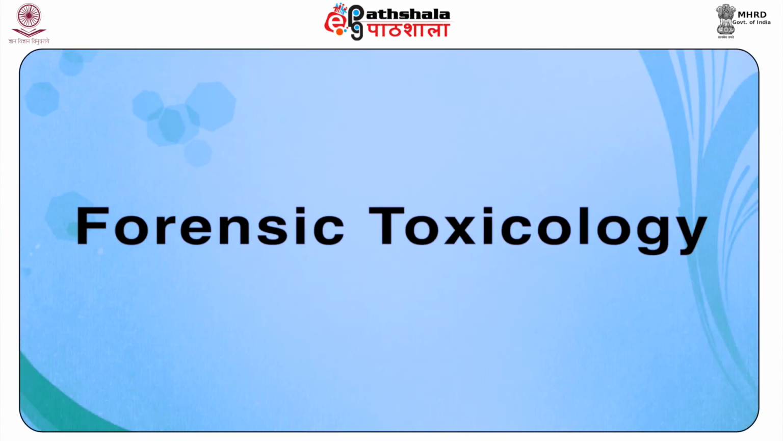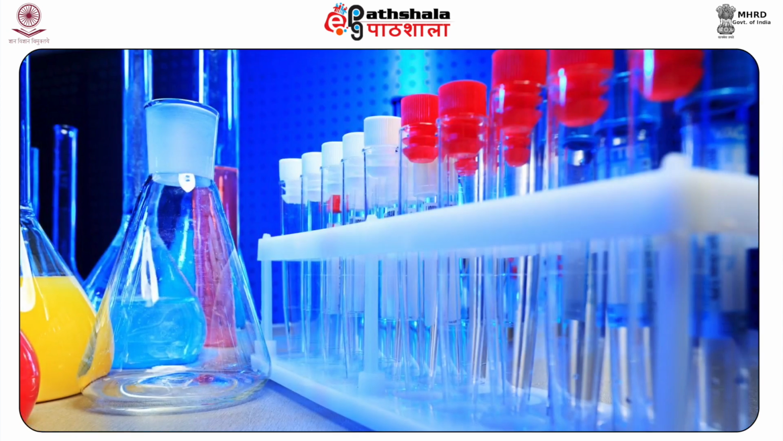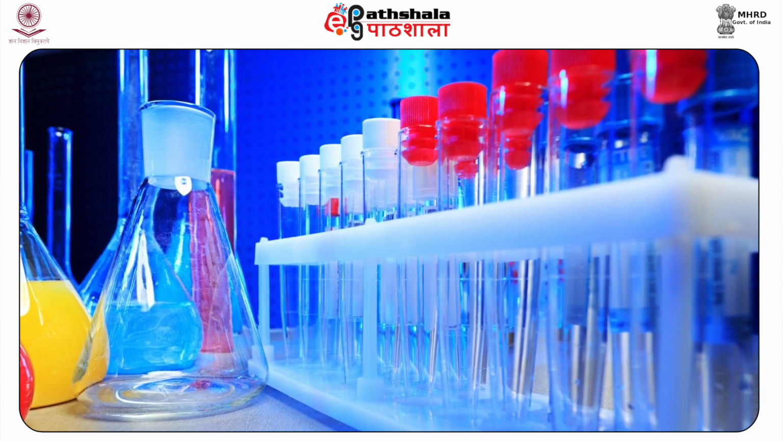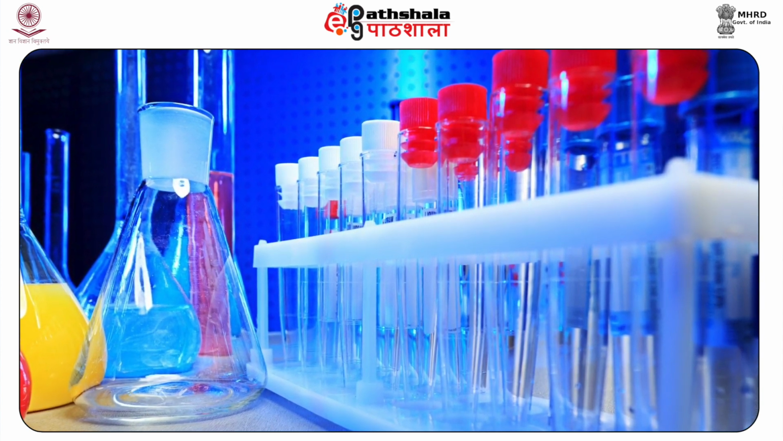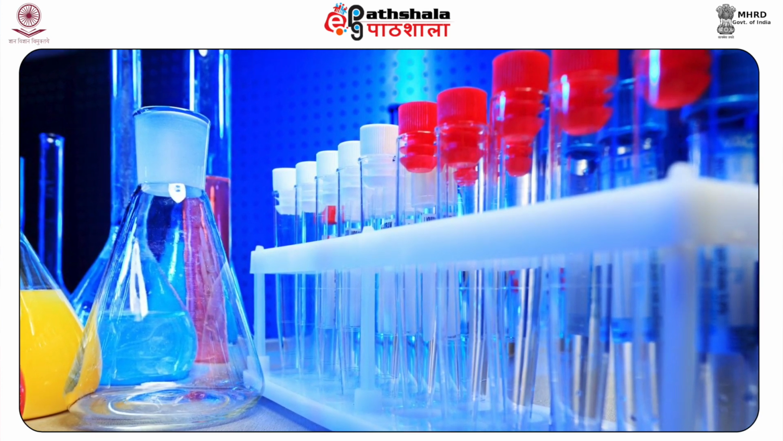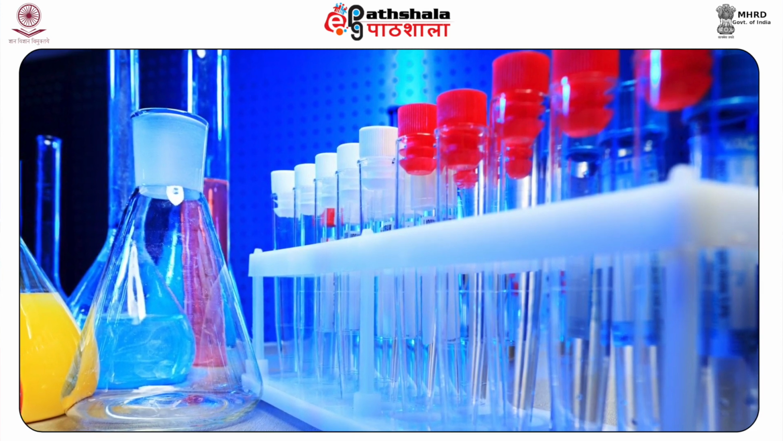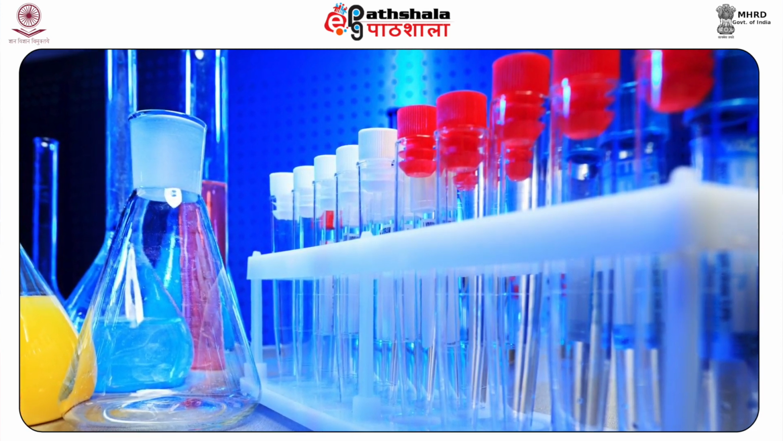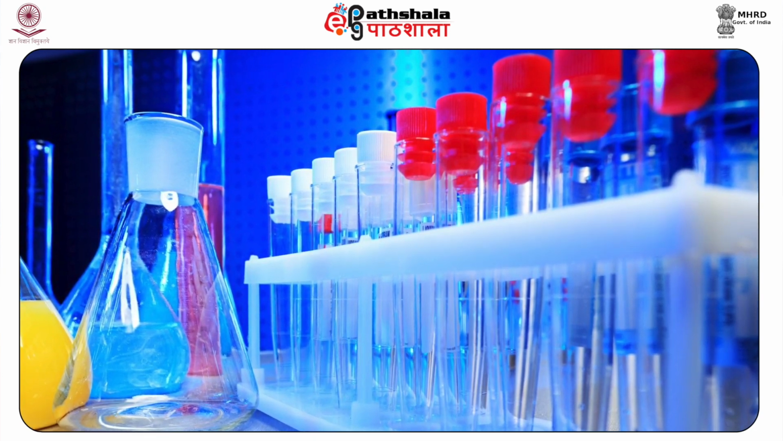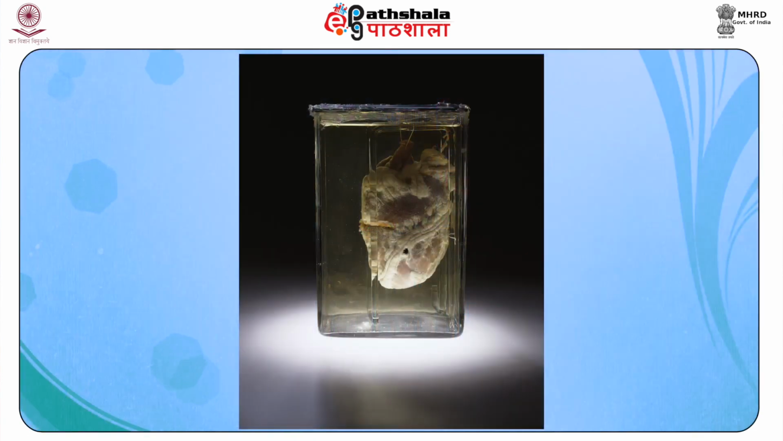Next is forensic toxicology. This branch of science deals with the determination of toxic substances present in human tissues and organs. Most of the work concerns the role of toxic agents, that is, chemicals or plant or other agents that might have played a role in causing or contributing to the death of a person. It also includes qualitative and quantitative analysis of the poisonous products present in the viscera.